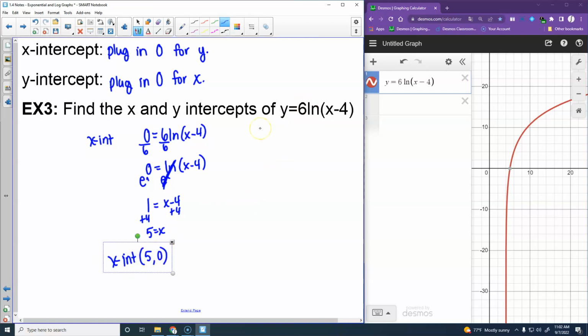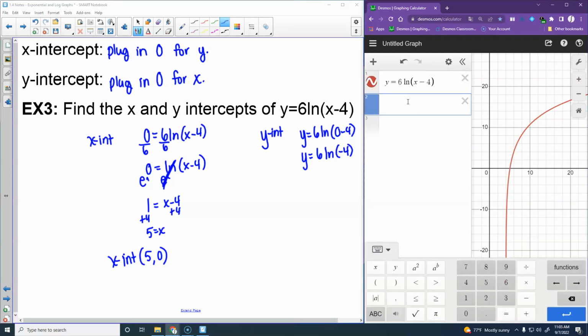For the y-intercept, we'd plug in 0 for x. So we would do y equals 6 natural log of 0 minus 4, which is 6 natural log of negative 4. And what do we get when we do that? Undefined. Why is that? We're taking the natural log of a negative, and we can't do that.